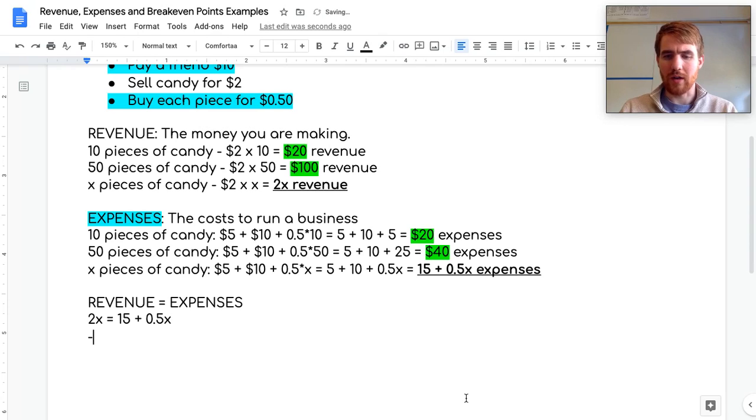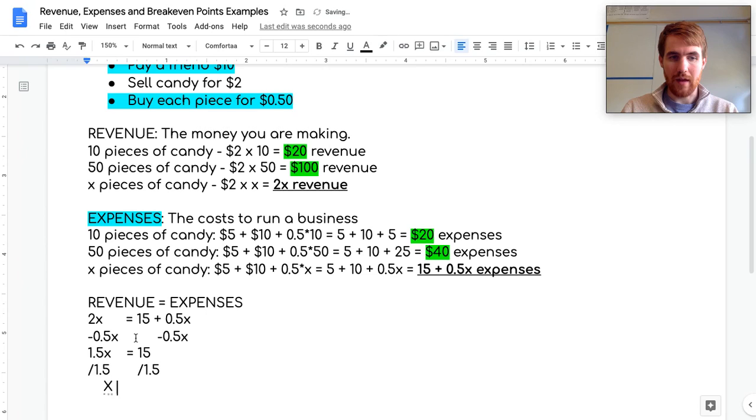So we can solve this as we would any equation. Minus 0.5x on both sides. We're left with 1.5x equals 15. We can divide by 1.5 on both sides, and we're left with x equals, in this case, 15 divided by 1.5 is 10. That tells us that if we sell exactly 10 pieces of candy, then we will have broken even. We will have made as much money as we spent.